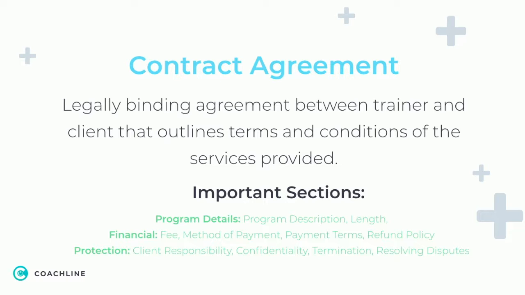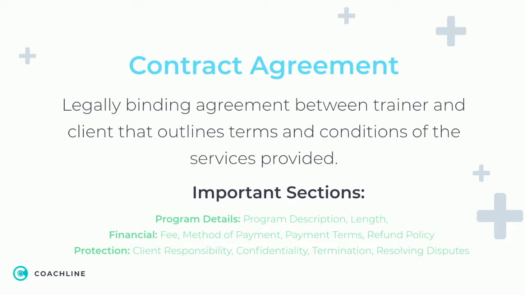So the important sections of this contract are going to be outlining the program details. So explaining exactly what the program is and how long it is and what they can expect to get out of the program. And the next important section is going to be the financial section.